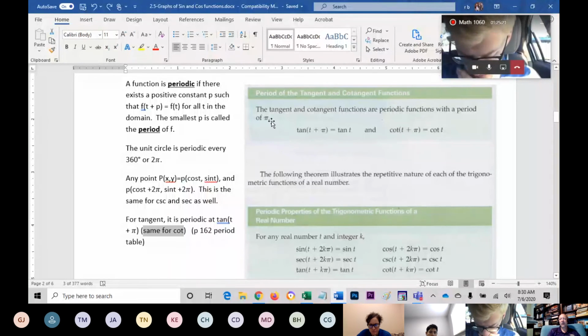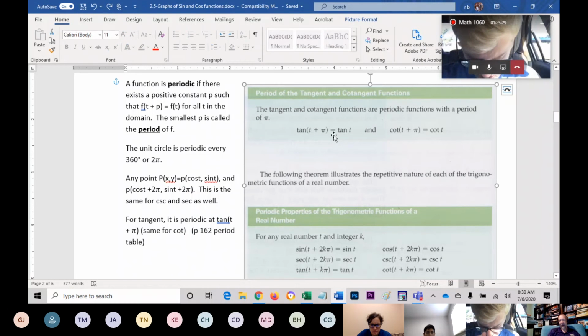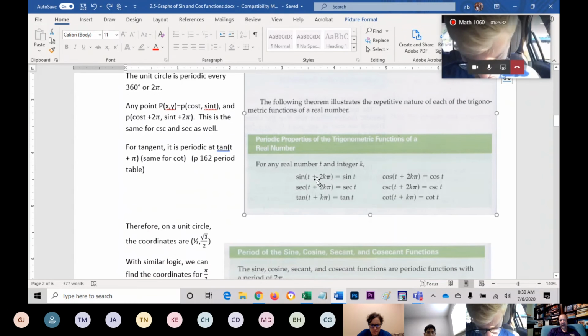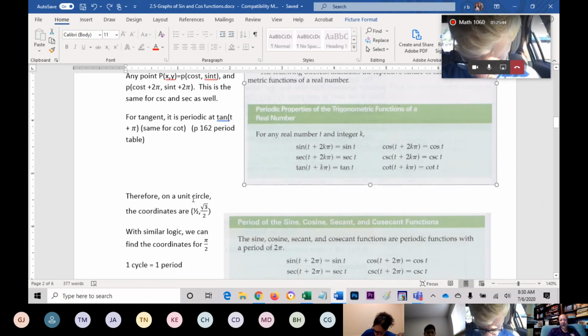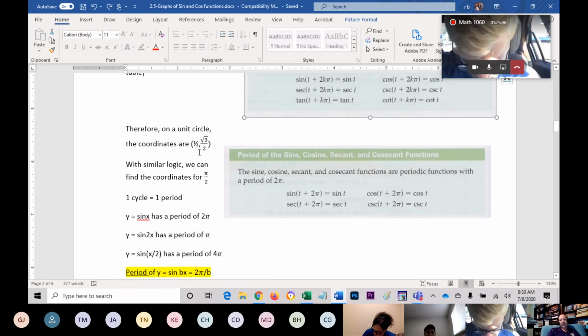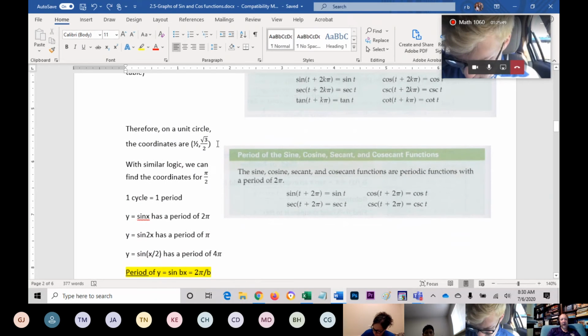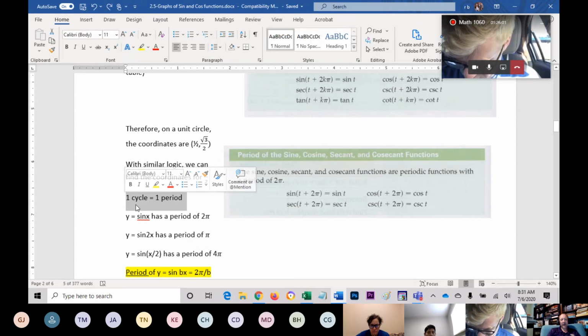so just kind of as a review, we talked about this last time. Your tangent and your cotangent are going to repeat every pi units. Your sine and your cosine are going to repeat every 2 pi, and then we could have an integer k as well. Okay, so therefore, on a unit circle, the coordinates are 1/2 and square root of 3/2. And with similar logic, we can find the coordinates for pi halves. So one cycle equals one period.